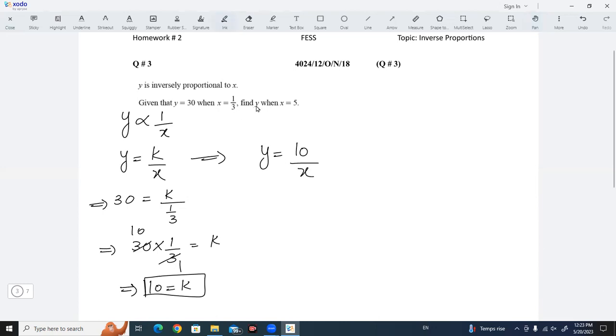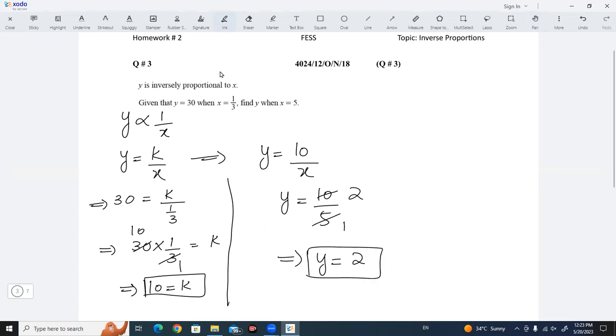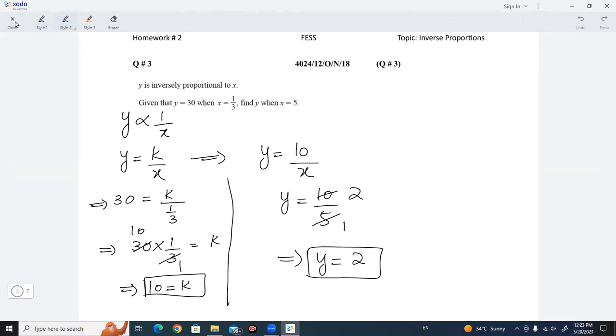This is the equation connecting x and y, or we can say y's expression in terms of x. What's the next step? Finding the value of y, write y as it is, and put x equals to 5. So 10 over 5. 5 1 times is 5, 5 2 times is 10. So it's 2 by 1. 2 by 1 is 2 actually. Okay. So for question number 3, y equals to 2.